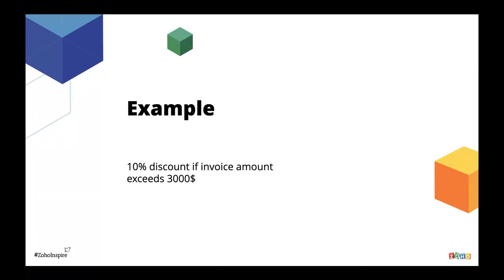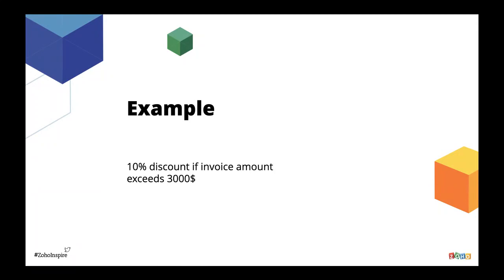So instead of providing the appropriate amount in the discount field every time an invoice exceeds $3,000, you can simply automate this using Deluge. To be precise, you will have to write a custom function that is triggered by a workflow. The custom function defines the action that you want to perform, and the workflow defines when to trigger the custom function. So in our case, the custom function defines providing a 10% discount, and the workflow defines when to trigger the custom function, as in whenever an invoice exceeds $3,000.